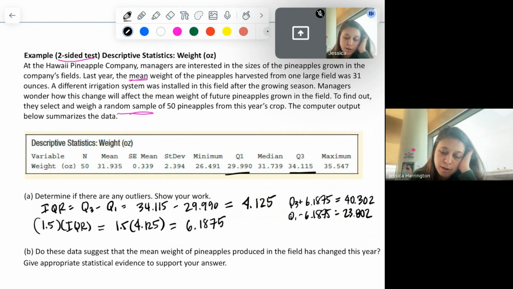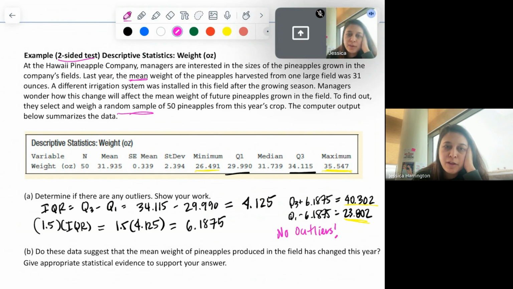And then we look here, let's see, what's our min? Our min is 26, so that means it's okay because you can't be below 23.802 if the minimum is 26.49. And the max of our data set is 35.47, which is within this bound too. So there are no outliers because our mins and our maxes are within that range.